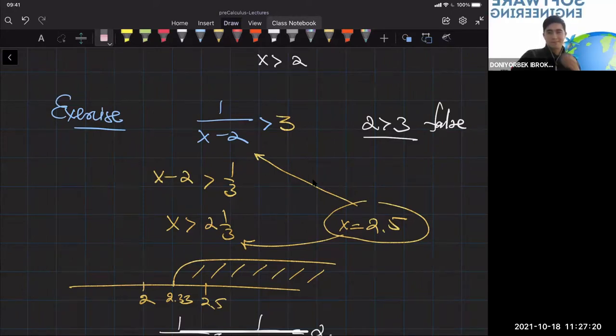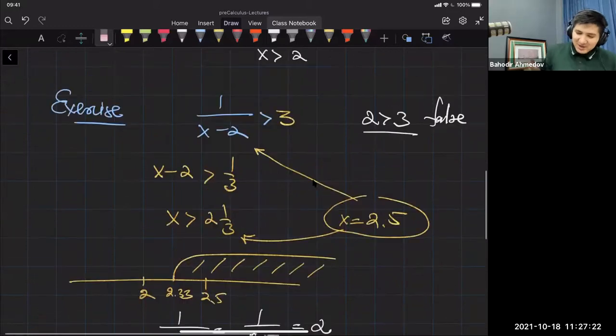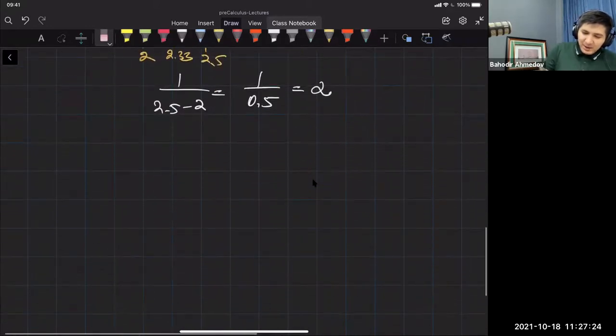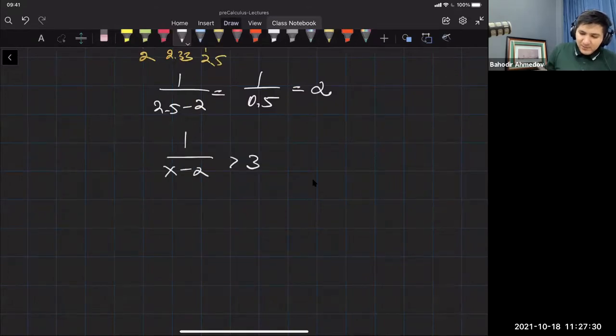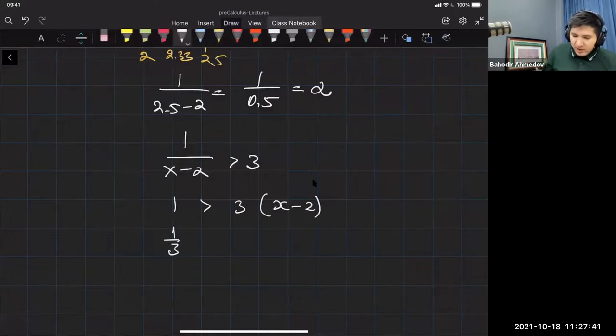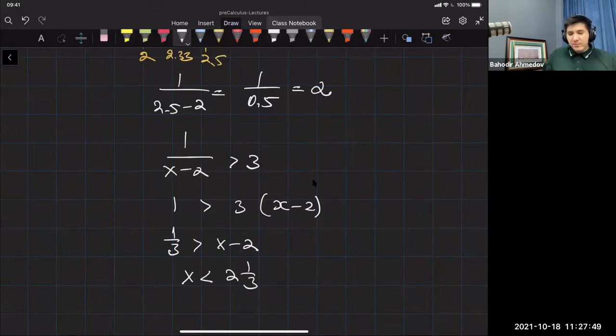Okay, so if I would just change the sign, it would be 1 divided by x minus 2 is greater than 3. So multiply everything by x minus 2. It becomes 1 is greater than 3 times x minus 2. Then divide everything by 3. It becomes 1 over 3 is greater than x minus 2. Then x is less than 2 and 1 over 3, for example.